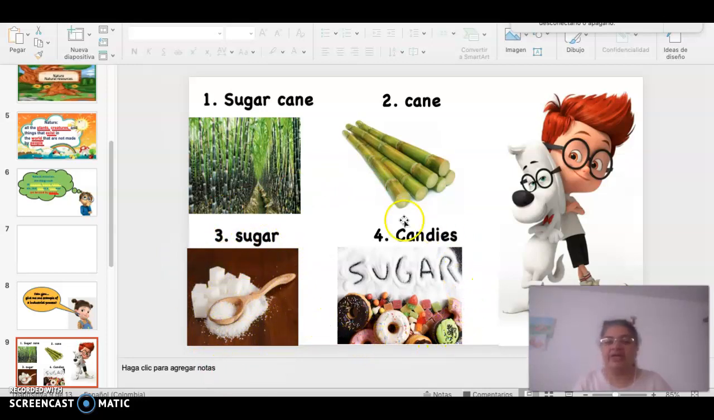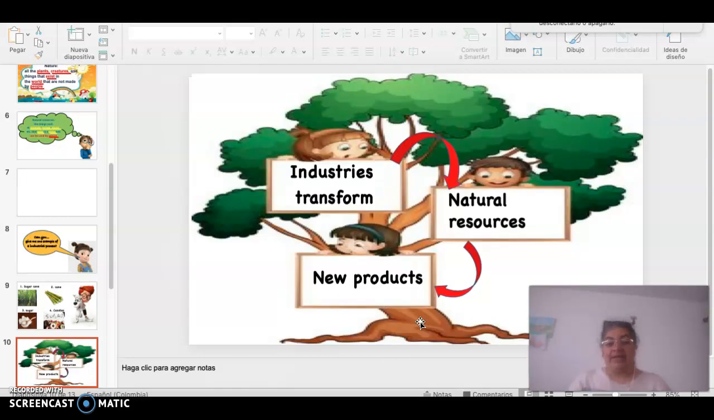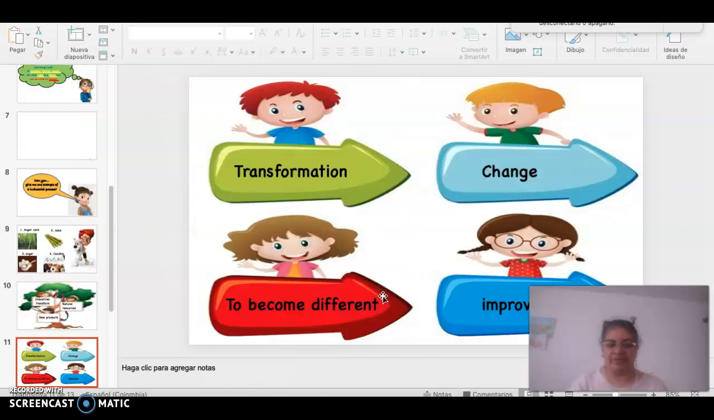Now, what happens with this sugar? Well, of course, you can use this sugar for producing candies, donuts, gummies and things like that, okay? That means that industries transform natural resources into new products. Okay, is it clear? Industries transform natural resources into new products. Wow, that means that transformation is similar to this word: change, become different, and in some cases, this transformation or this change is to improve something or to improve a product.